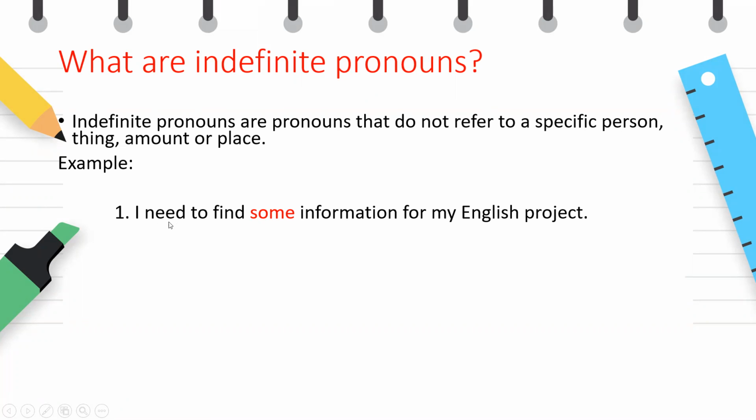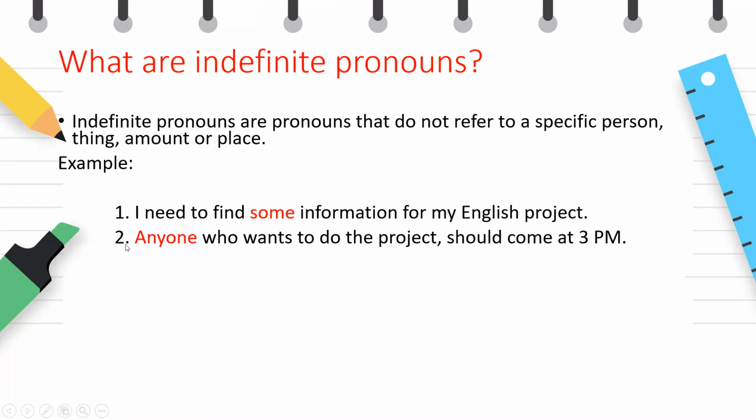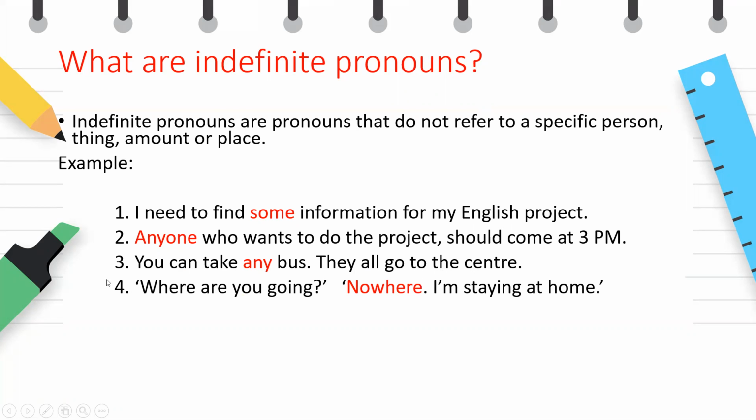Number 1. I need to find some information for my English project. Number 2. Anyone who wants to do the project should come at 3 p.m. Number 3. You can take any bus. They all go to the center. Number 4. Where are you going? Nowhere. I'm staying at home.